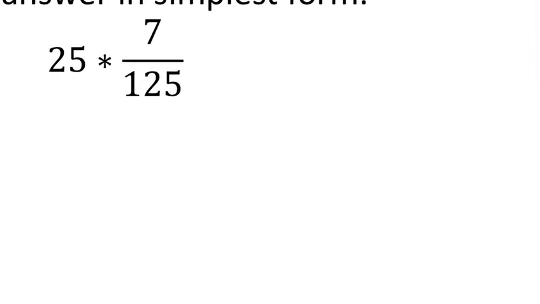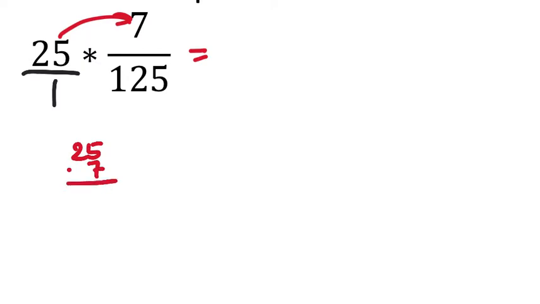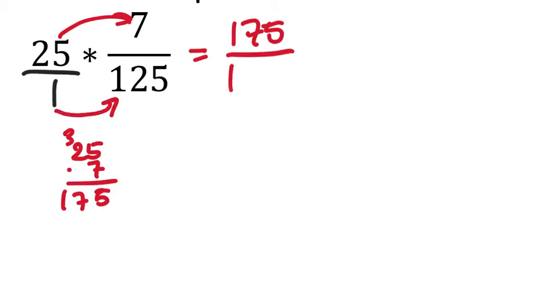25 times 7 over 125. And you know what? I'm just going to make that 25 over 1. Let's just multiply these, okay? 25 times 7. Let's see what we get from that. 25 times 7. 5 times 7 is 35. Carry the 3. 7 times 2 is 14, but add the 3 is 17. So that's 175. Now, over in the denominator, 1 times 125.